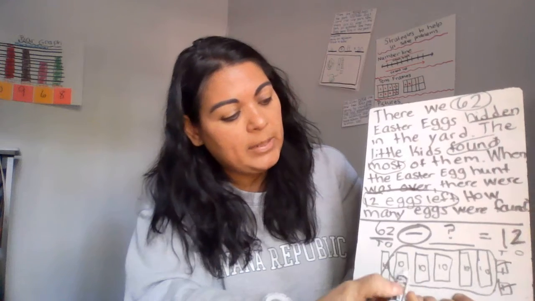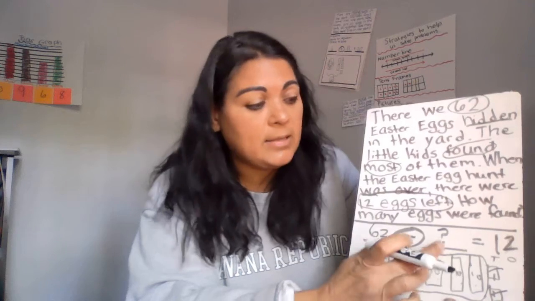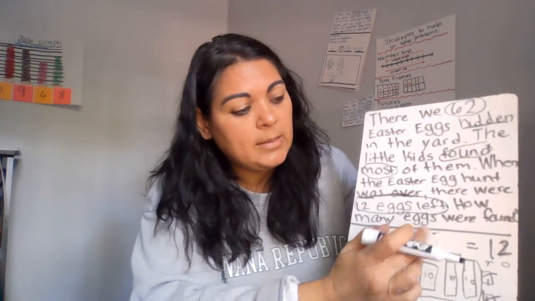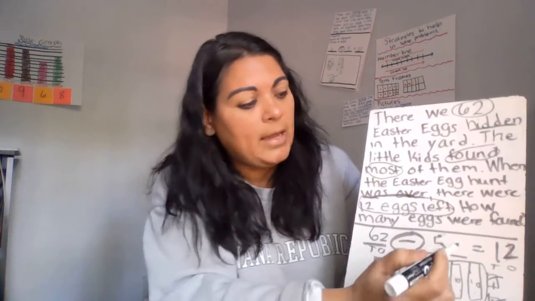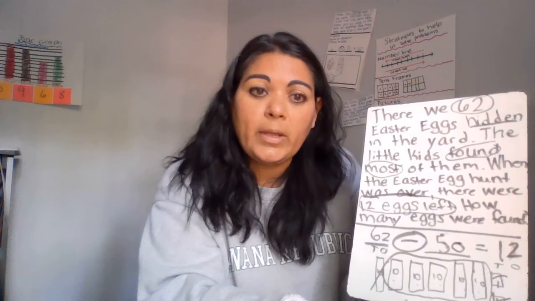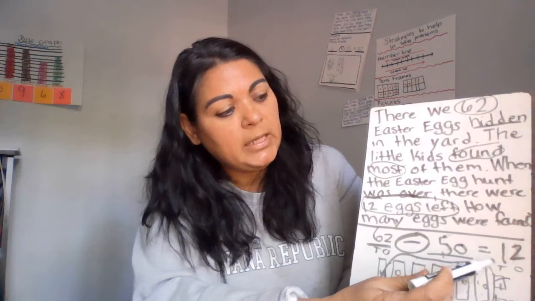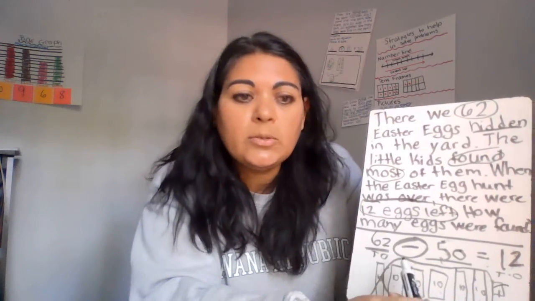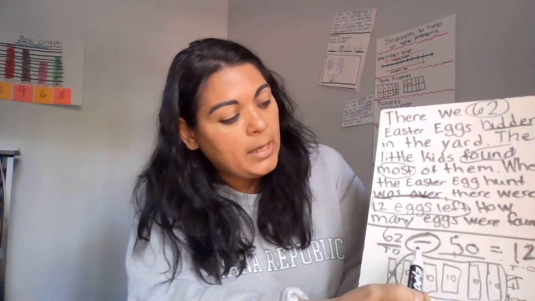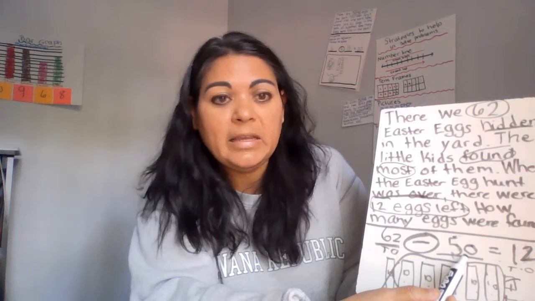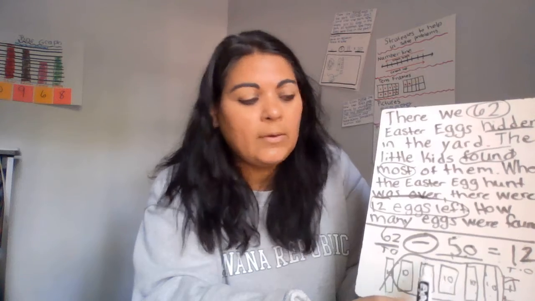So let's go ahead and count how many tens. One, two, three, four, five. I have five tens left, so I can go ahead and erase my question mark. Let's put five tens, and do I have any units? I do not. So there we have our subtraction problem. 62 minus 50 equals 12. So to respond to our problem, how many eggs were found, we could respond, there were 50 eggs found during the Easter egg hunt. Okay?